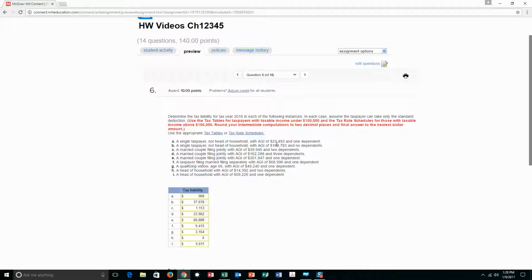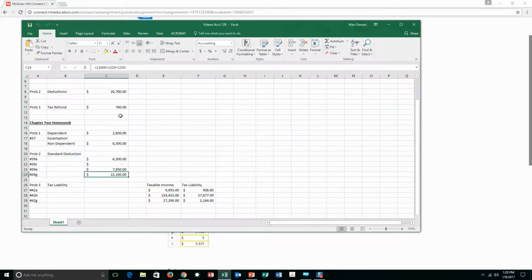That means we have to deduct those 2 deductions, the standard deduction and the exemption. So we'll go over to the spreadsheet, and we take the $23,493, subtract the standard deduction, and subtract 1 exemption for the taxpayer. It says he has 1 dependent, so we subtract that as well. Our total taxable income then is $9,093. We go down the tax table and it shows our tax liability is $908.